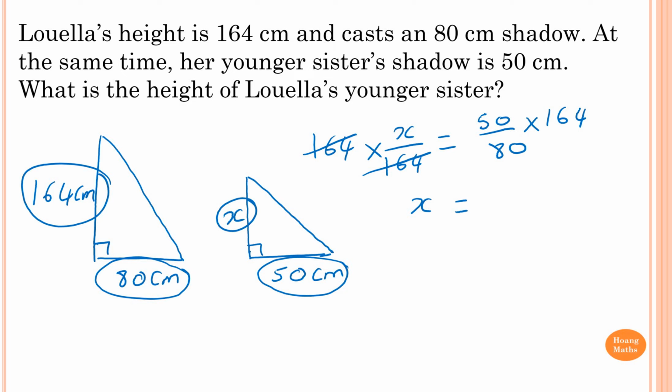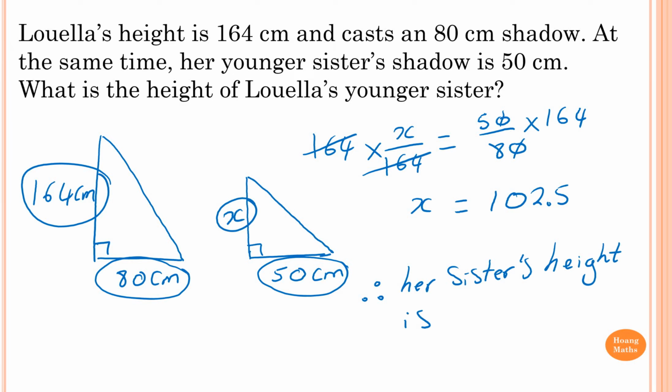So x is equal to, because this 0 you can cancel out, you can just type in 5 over 8 times 164. Otherwise, just put everything on a calculator. And the answer is 102.5. So therefore, her sister's height is 102.5 centimeters.